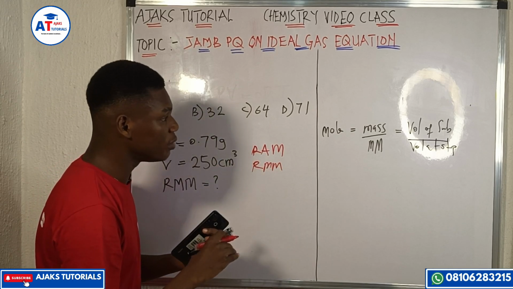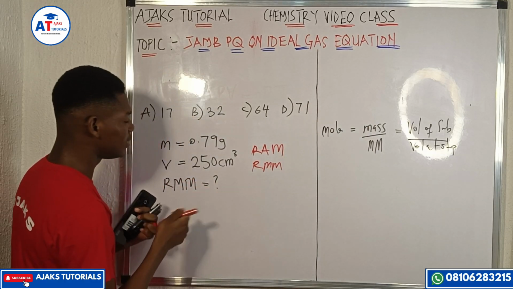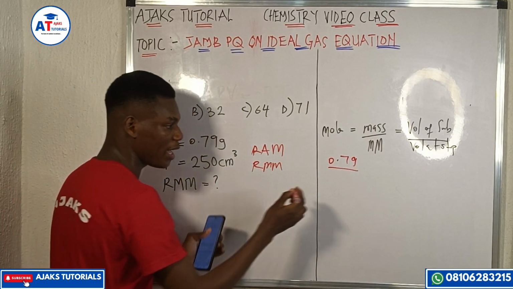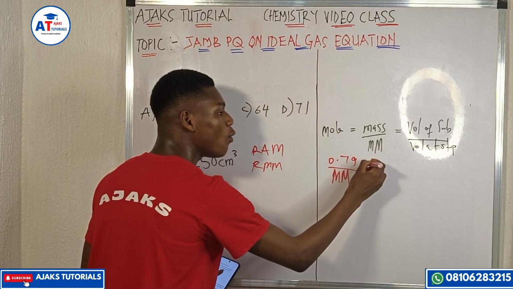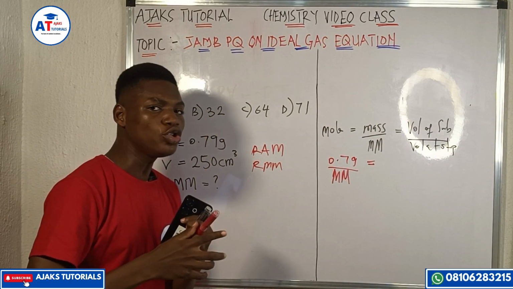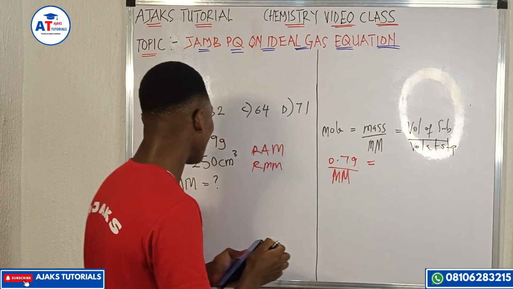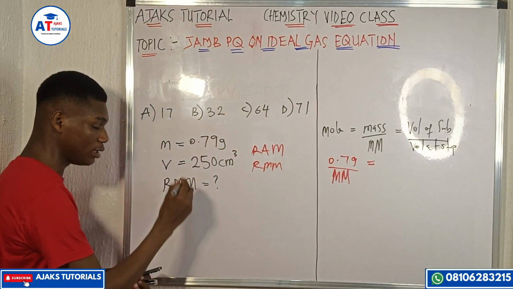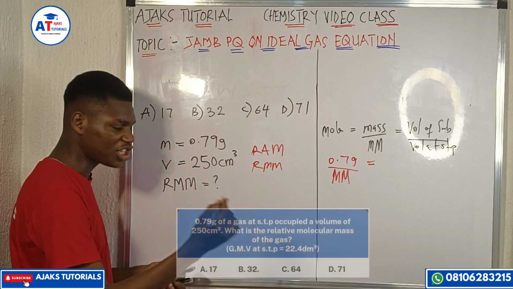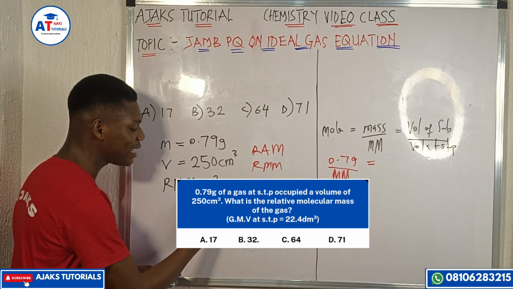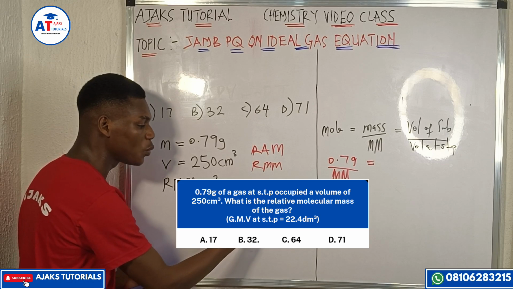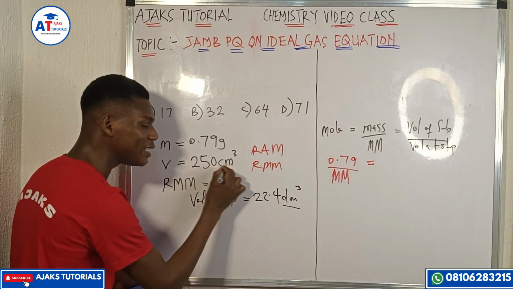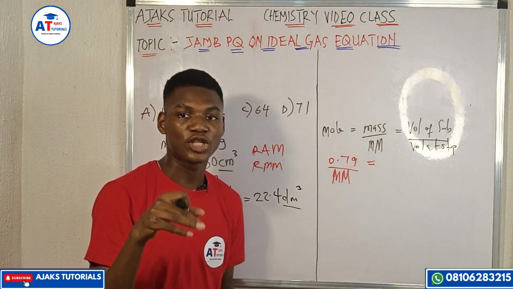Okay, so now just follow me. What's the mass? 0.79 over what's the molar mass? That's what I'm looking for, MM. Now, what is my volume? It is going to be very wrong if you are using 250 centimeter cube and the volume at STP that was given. Check the question. You can see that the volume at STP was what? 22.4 dm cube. Dm cube is not the same as cm cube, even if they are cubic measurements.